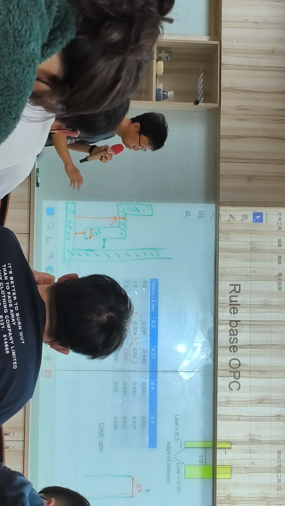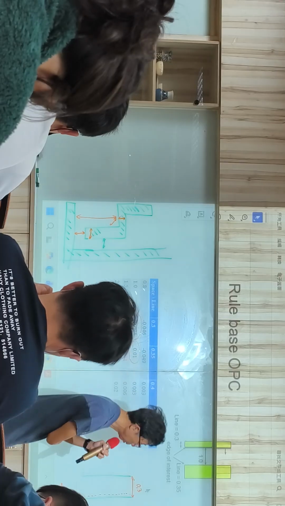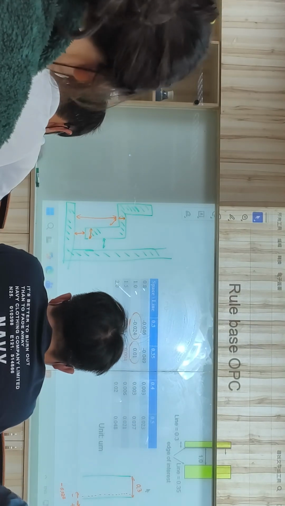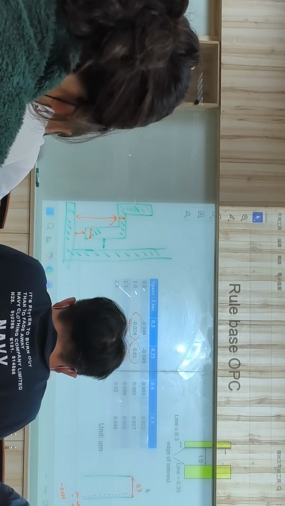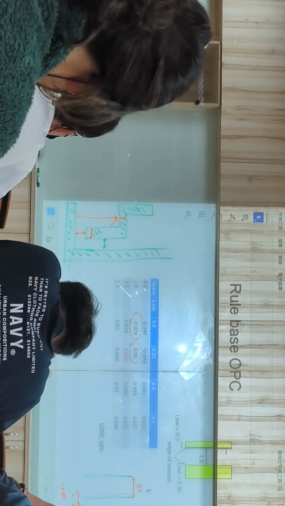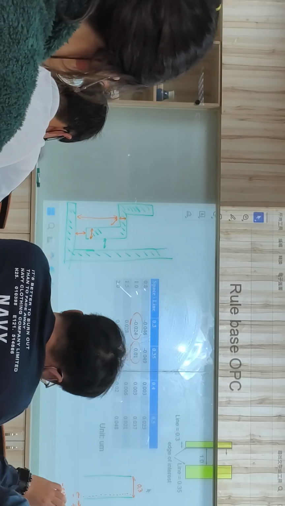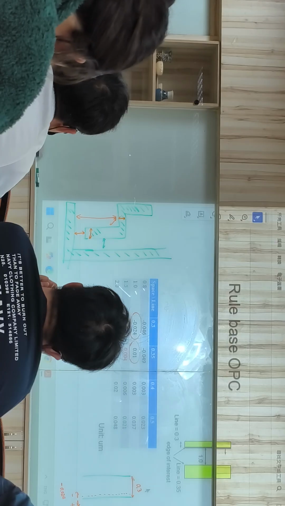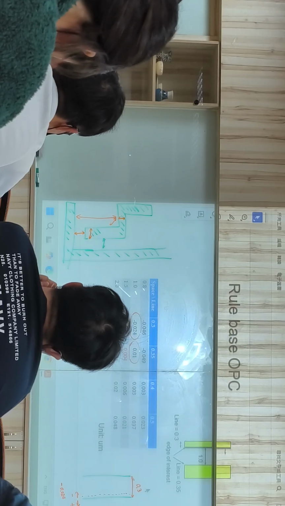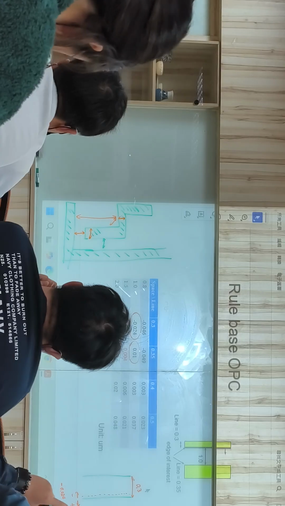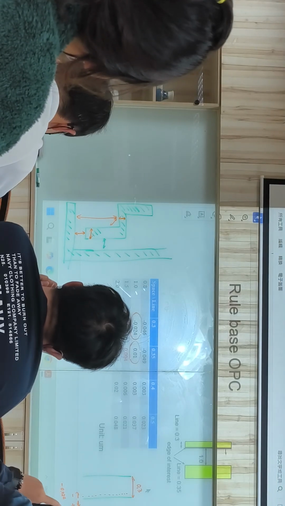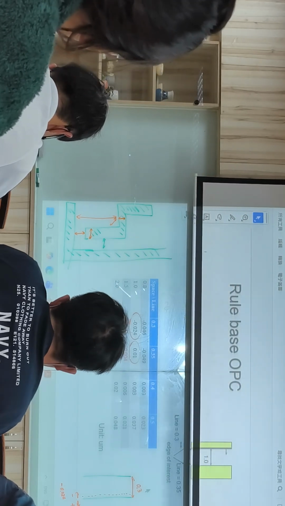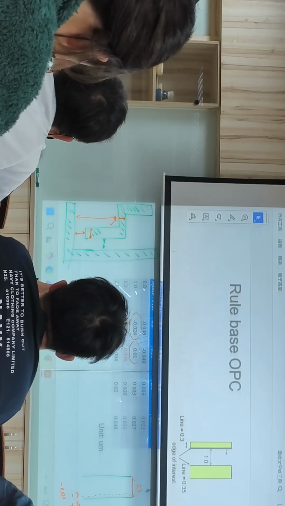Okay. So rule-based OPC has its limit. Usually they make a table like this only for 1D patterns. For 2D patterns, we really need to use model-based OPC. Okay. So that's the reason that OPC is gradually move from rule-based OPC to model-based OPC.